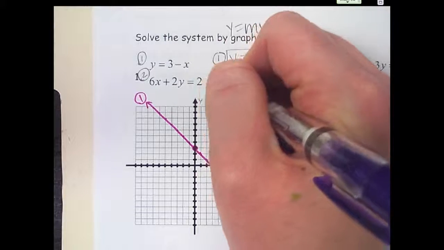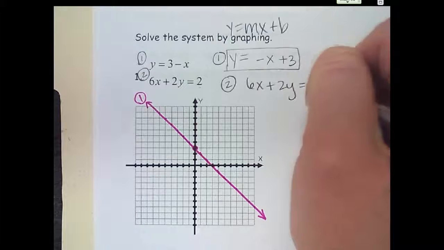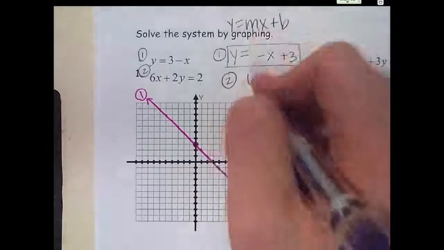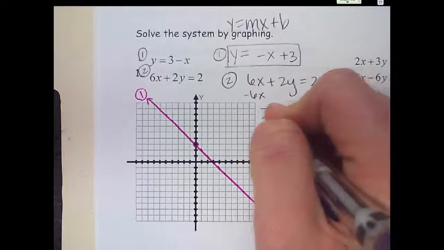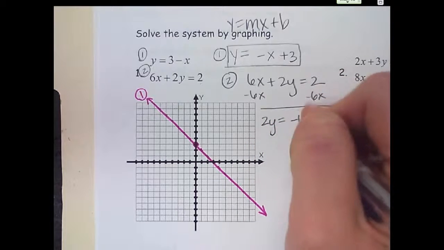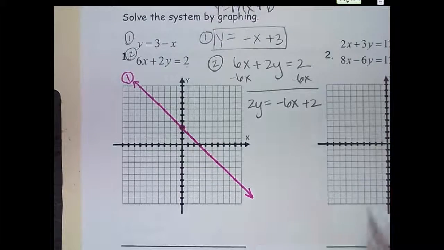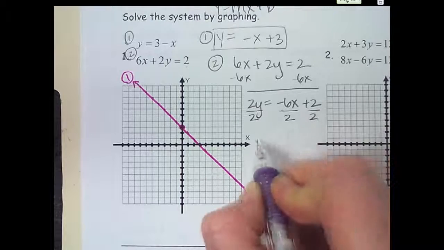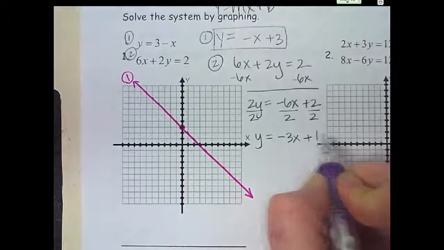Okay, number 2. We need to get y by itself. What would you do first on number 2? Good. Subtract the 6x. So 2y equals negative 6x plus 2. Divide everything by 2. Be careful here. So y equals negative 3x plus 1.